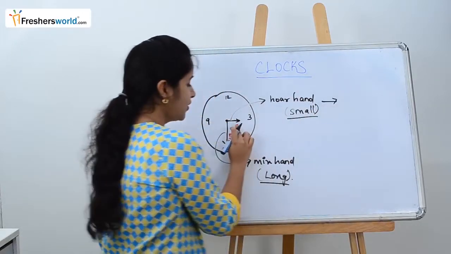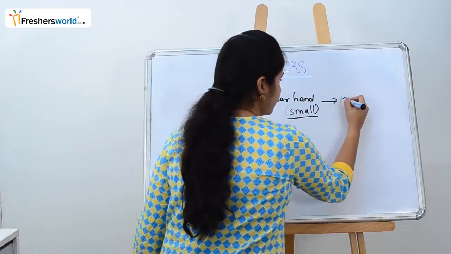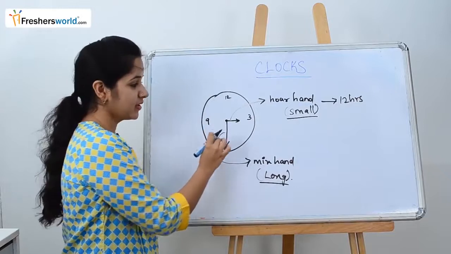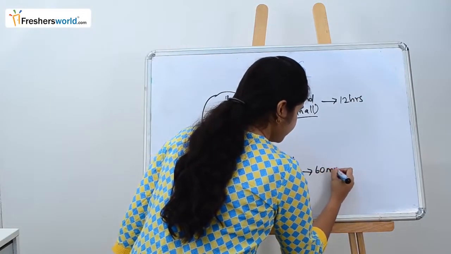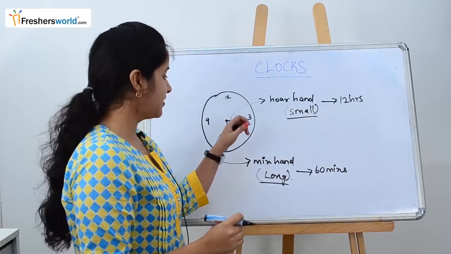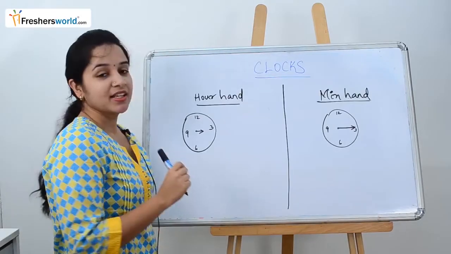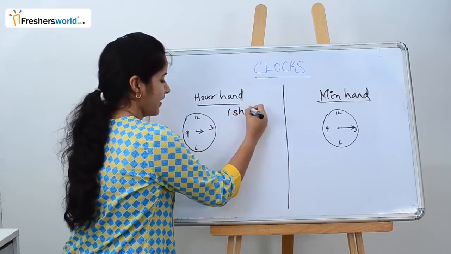The hour hand circulates 360 degrees for every 12 hours. Similarly, the minute hand circulates 360 degrees for every 60 minutes. So let us understand how much the hour hand and minute hand move across 360 degrees. Let's take the hour hand. We also call it the short hand.